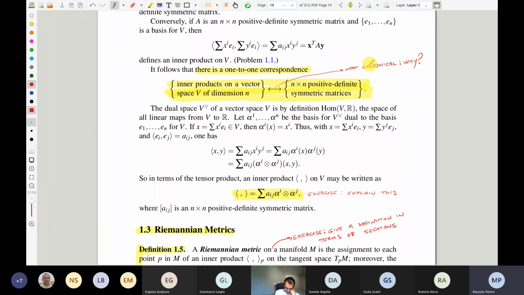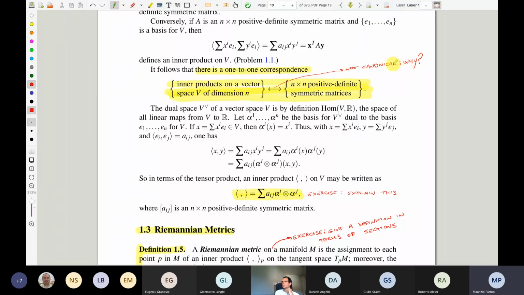Well, what I'm saying from a more global point of view is this. The scalar products on a vector space are in bijective correspondence with symmetric matrices which are positive definite. And I'm saying here, this relation is not canonical.